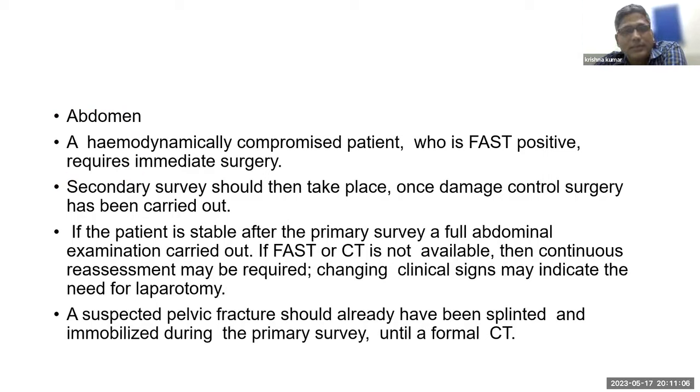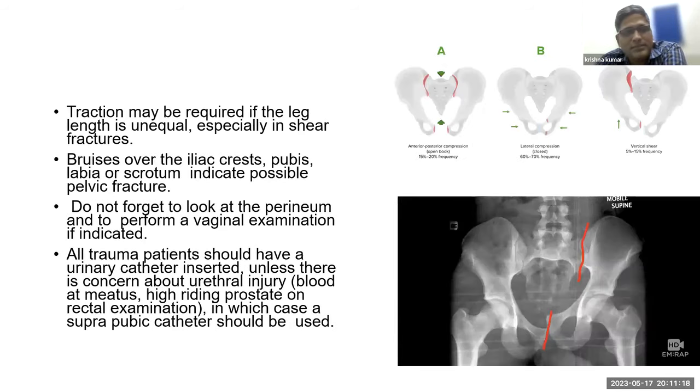And next, in the abdominal part, in a hemodynamically compromised patient, it is important to take them directly to surgery. If the patient is hemodynamically stable, further evaluation needs to be done by CT imaging and pelvic imaging. Traction has been discussed previously. Any presence of bruising over the iliac crest, pubis, labia and scrotum indicates a possibility of a pelvic fracture. The commonest pelvic fracture is the lateral compression fracture, seen in almost 60 to 70%, followed by the open book type. Anterior posterior compression is almost 20% frequency, and vertical shear is seen in only 15%. The commonest is the lateral, which is because of impact from the side.